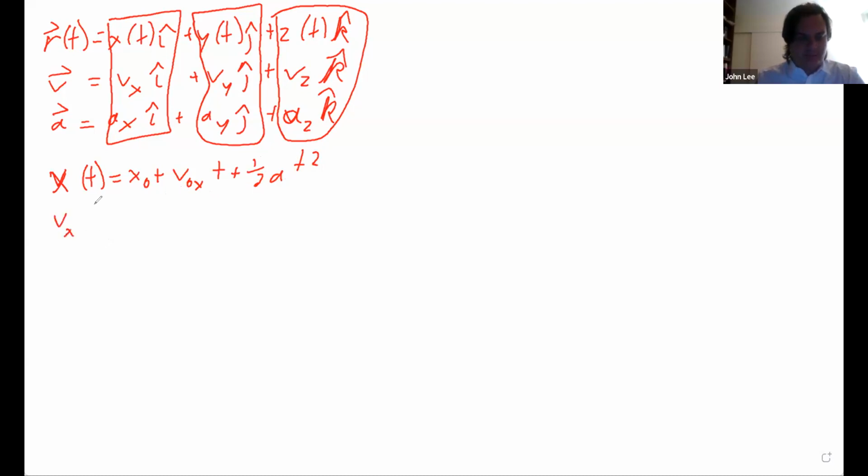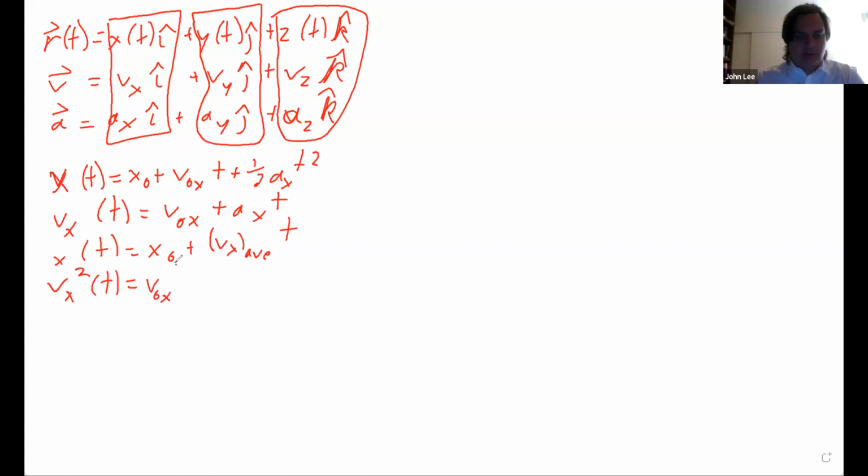Vx of t equals v naught x plus ax t. x of t equals x naught plus vx average t, and vx squared of t equals v naught x squared plus 2ax times (x minus x naught).